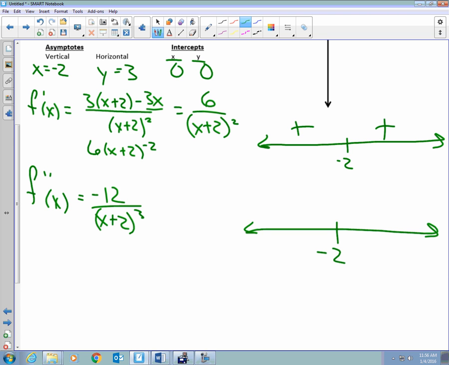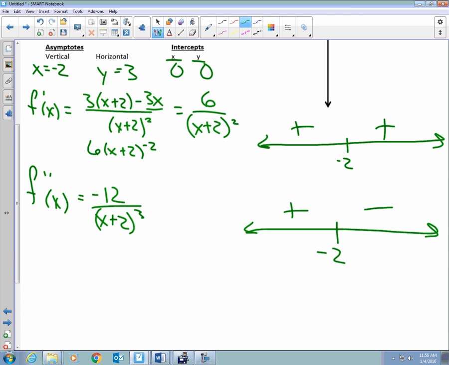So now that we have that, let's test a point. We'll test -3. I will get a negative on the bottom and a negative on the top, which gives me positive. And then I plug in 0, and I get a negative on the top and a positive on the bottom, which gives me negative.